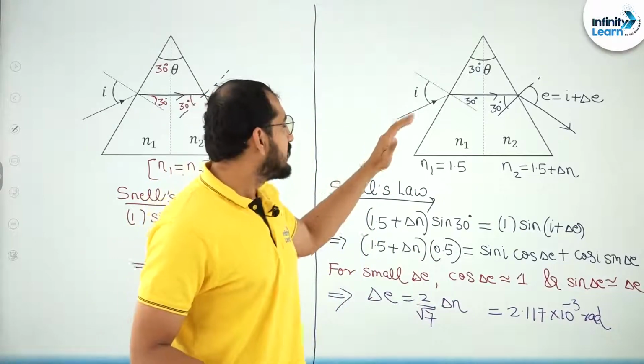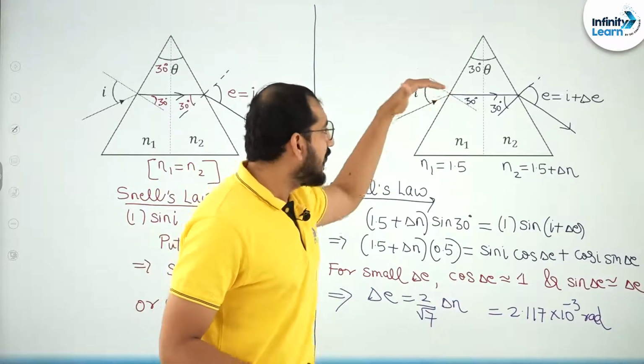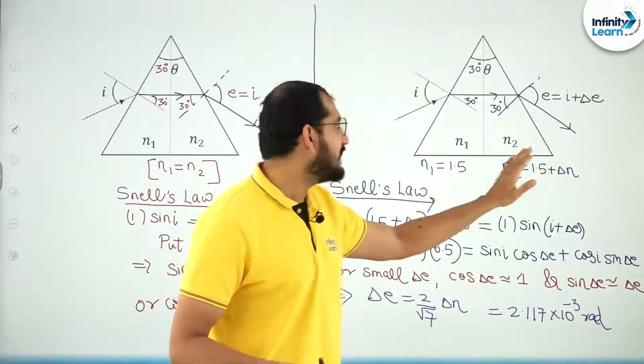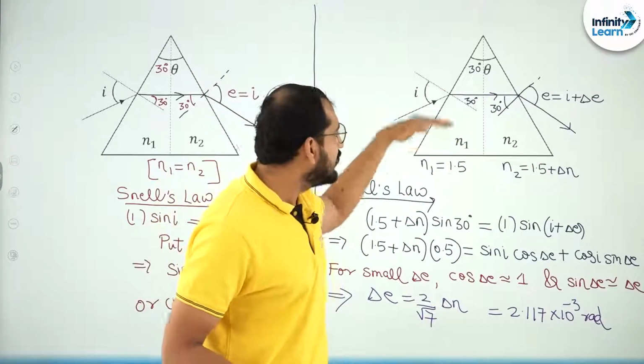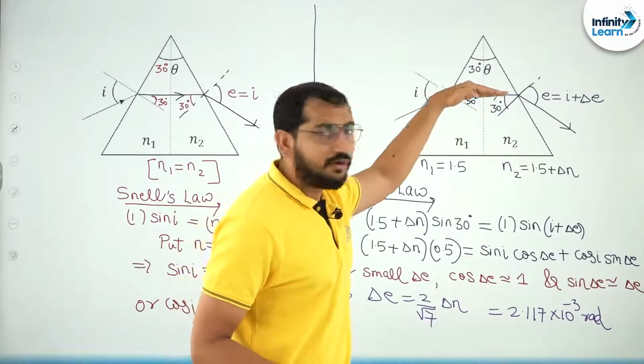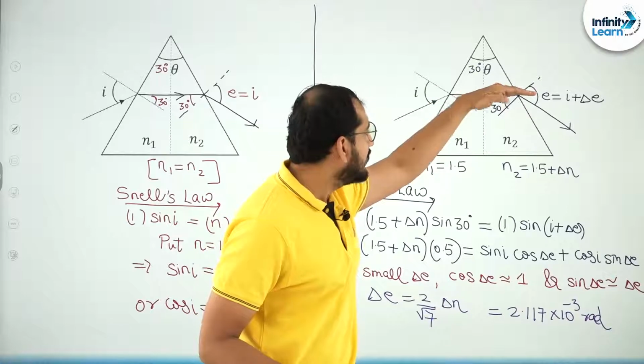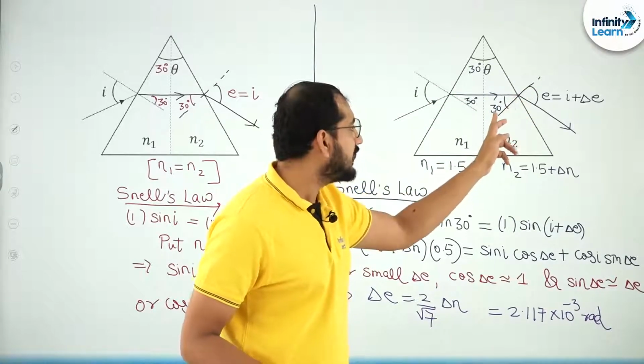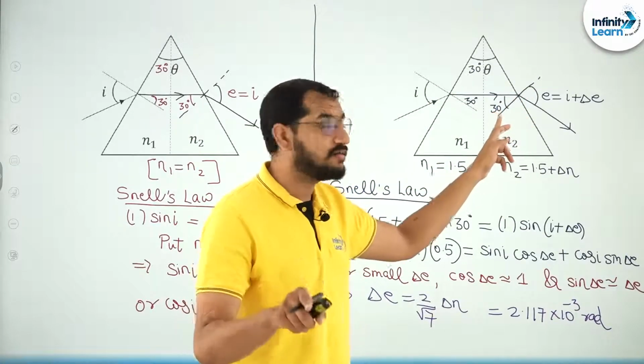Now since this light does not know while entering that N2 is going to get increased, it will go parallel to the base, and at this juncture no bending of the light will take place. It will strike directly here, and because of the geometry, this angle of 30 degrees is going to remain the same, right.